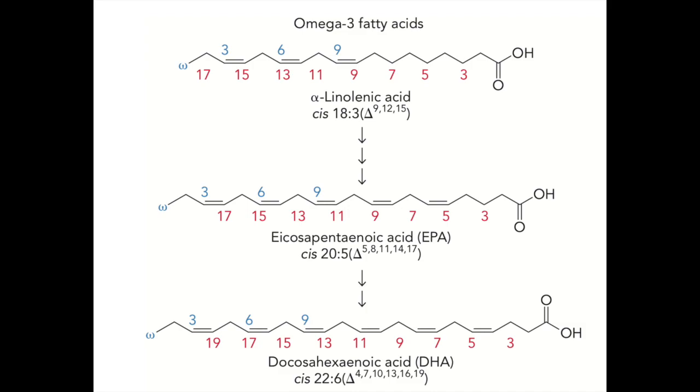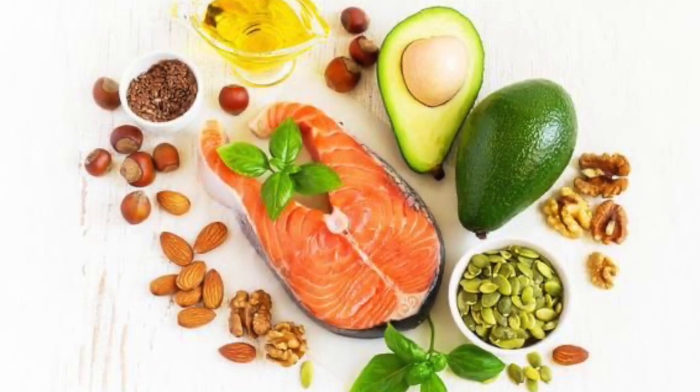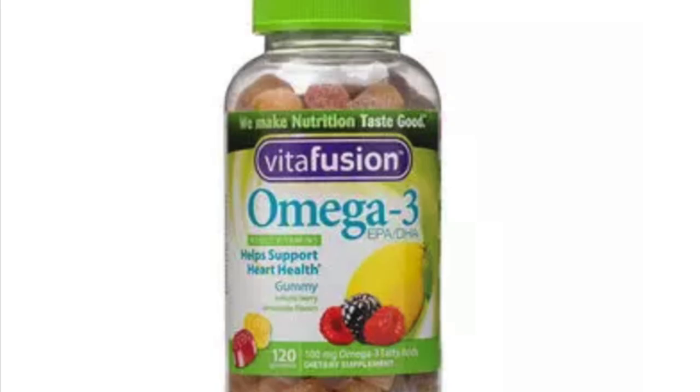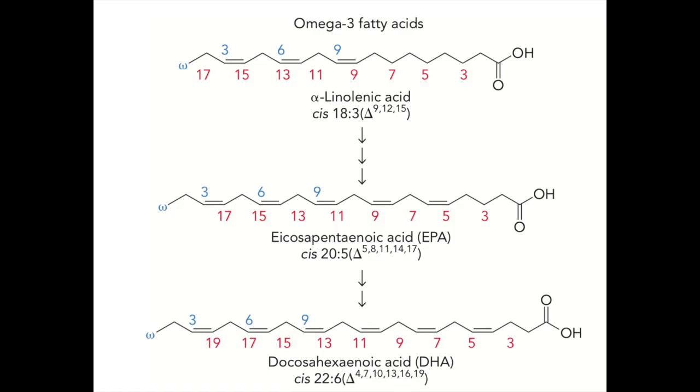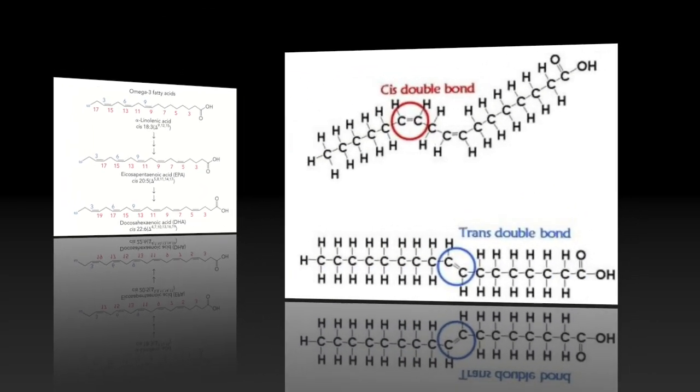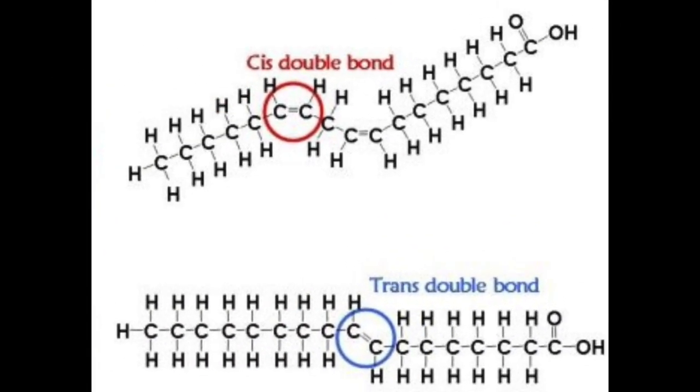Omega-3s such as ALA, EPA, and DHA are very important for cardiovascular health. These fats must be consumed in the diet since humans cannot synthesize them on their own. They are found in fish, oils, nuts, seeds, and can also be taken in supplements. Omega-3s ease joint pain, reduce symptoms of depression, sharpen memory, and most importantly, reduce risks for heart disease, stroke, and cancer.